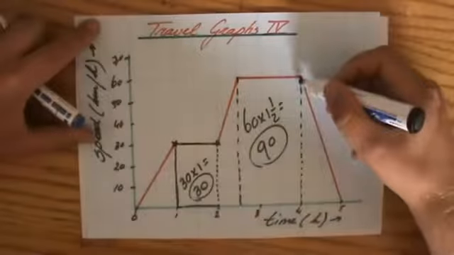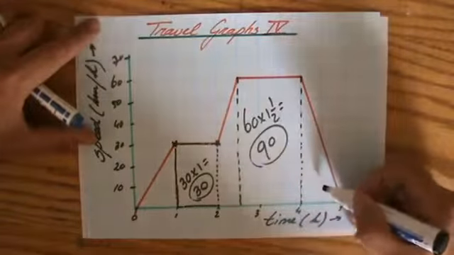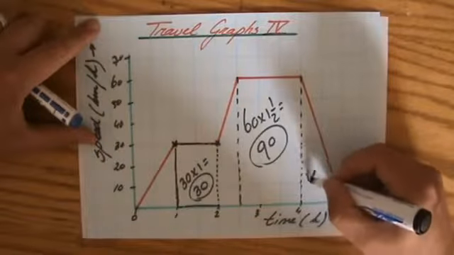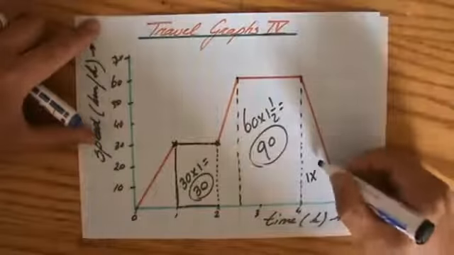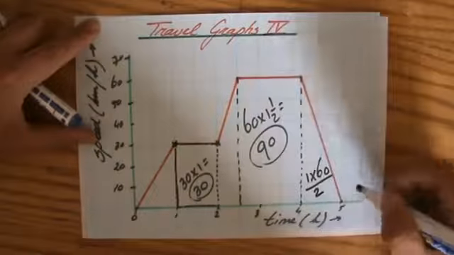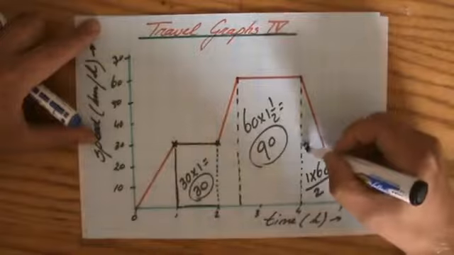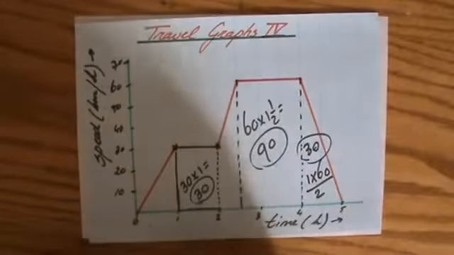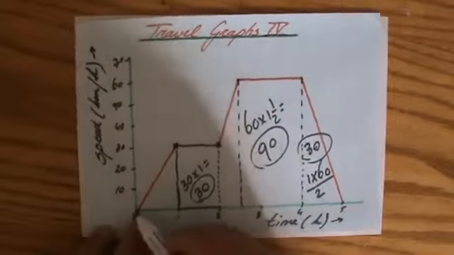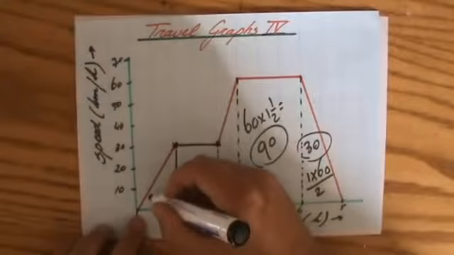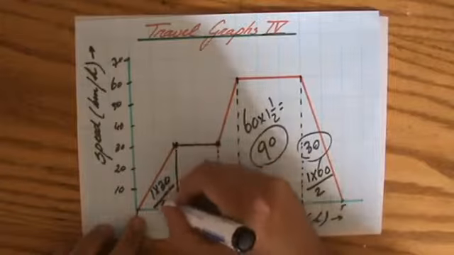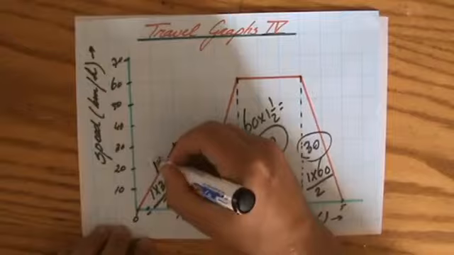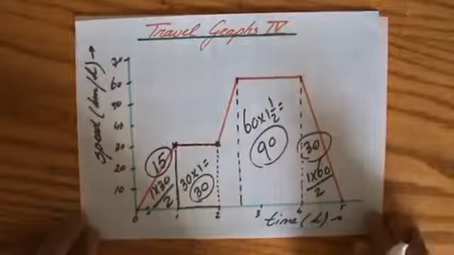Let's have a look at this part. What is the area of this triangle? That is base times height divided by 2. So 1 times 60 divided by 2. So that is going to be 30. I'm just going to put a circle around it. What about this triangle? Base times height divided by 2. 1 times 30 divided by 2. So that is 15. And I like to keep it here with a circle around it.